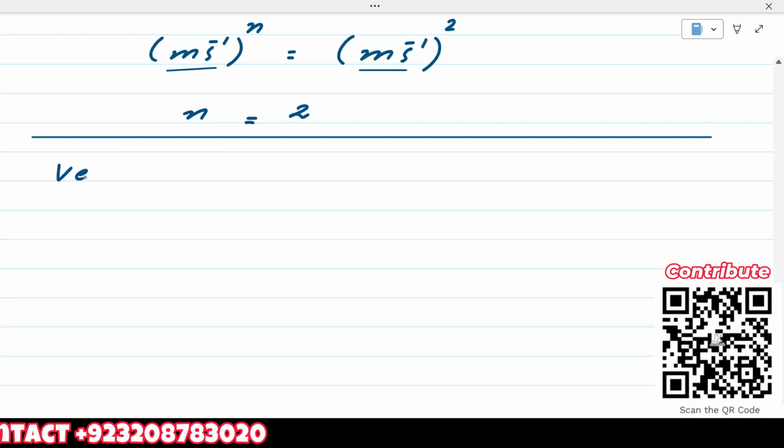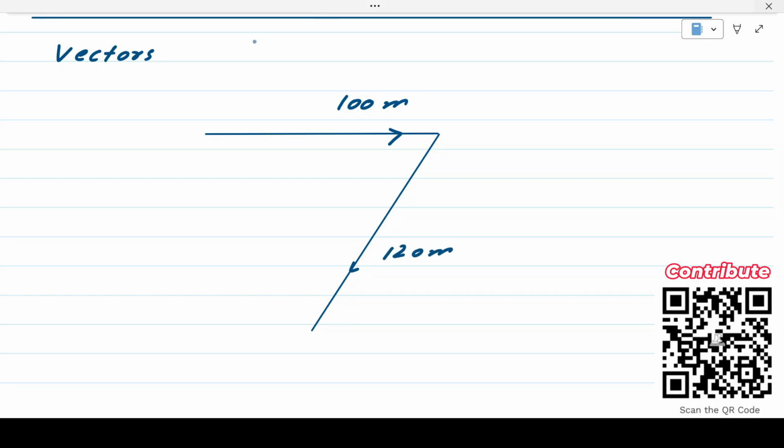The last important thing of the first chapter is vectors. In order to combine vectors, for example, one of the vectors is here, let's say 100 meters. Another vector is over here, which is, let's say, 120 meters.